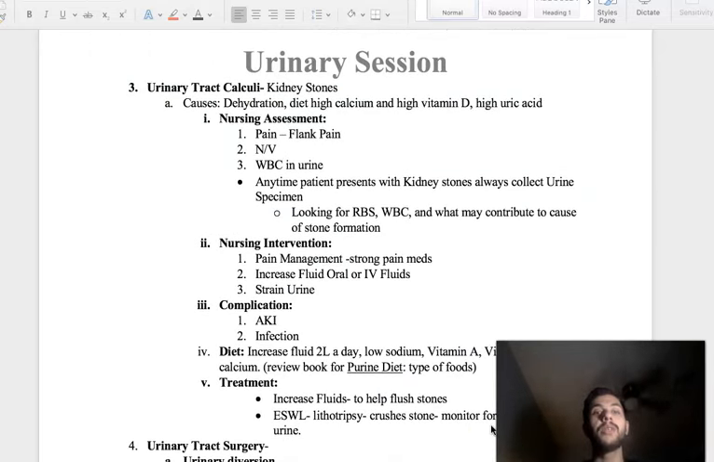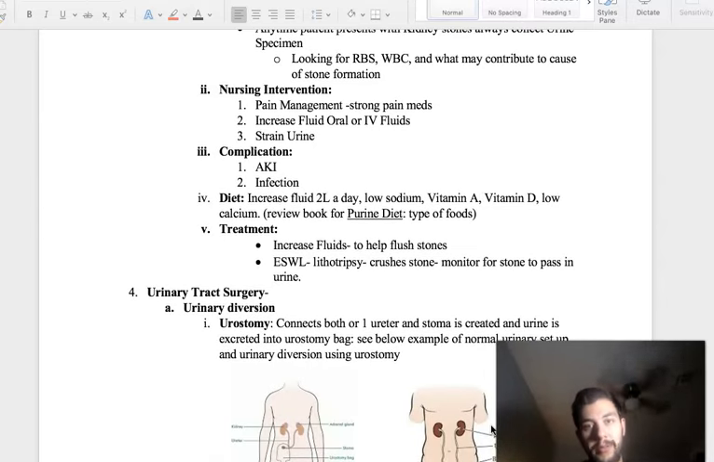Urinary tract calculi is basically just a kidney stone. It's caused by dehydration, not drinking enough water, and a diet high in calcium, vitamin D, and uric acid. You're going to assess the pain. They'll have flank pain, nausea, vomiting, and WBCs in the urine. Anytime the patient presents with a kidney stone, always collect the urine to get tested for everything. For pain management, you give them strong pain meds, increase fluids, IV fluids, and strain the urine. Complications: AKI or infection.